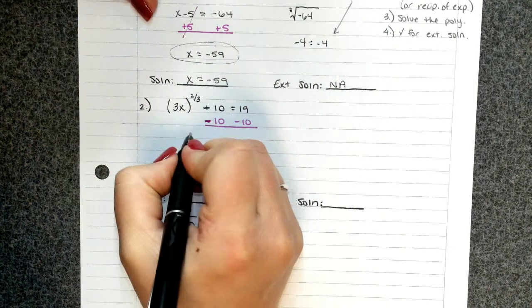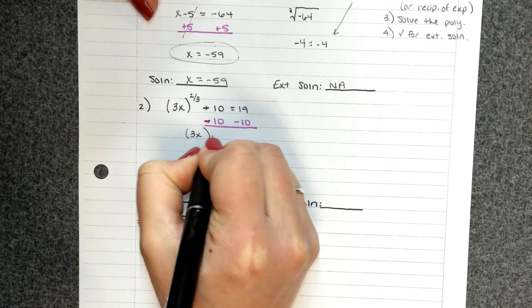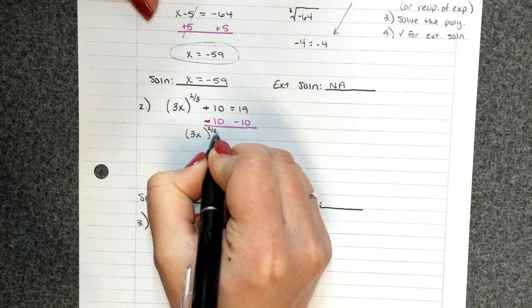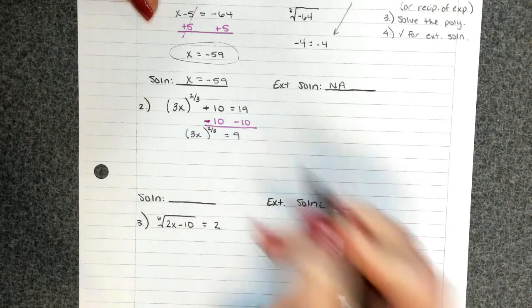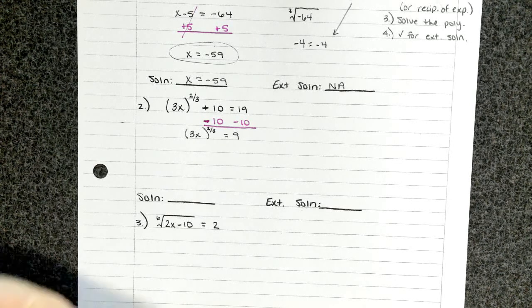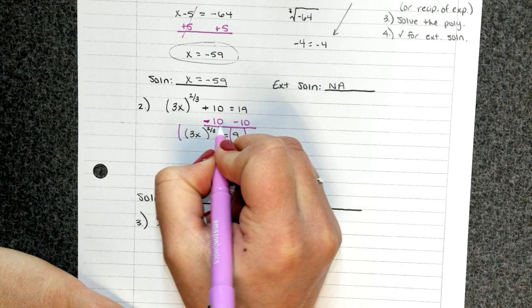What do you get once you subtract 10? 9. So 3x to the power of 2/3 equals 9. Perfect. Make sure you keep those parentheses there. It's a whole different problem if the parentheses were not there. Very good. What comes next? Raise each side to the reciprocal power. So what would the reciprocal power be?